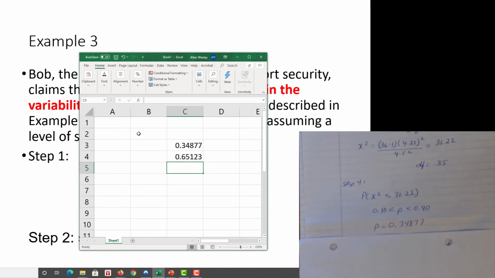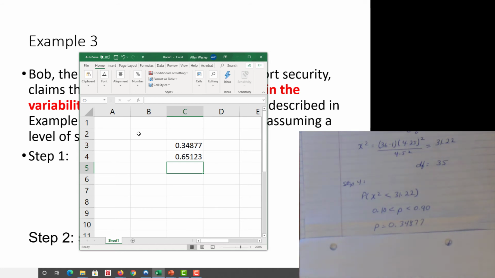Well, now we see how that can be so. Because the probability that chi-squared is less than 31.22 is almost 0.35. Probability that it's greater than 31.22 is 0.65. Both of those numbers are indeed between 0.1 and 0.9. And so we sacrifice a bit to get using the tables. Excel gives us a much cleaner answer. But sometimes the tables are all we have to work with, and so we live with that.